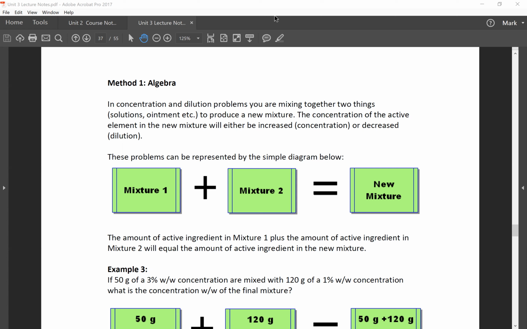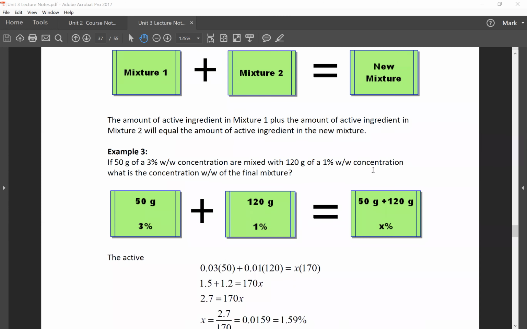So the amount of active ingredient in mixture 1 plus the amount of active ingredient in mixture 2 equals the amount of the active ingredient in the new mixture. So we're going to look at this type of problem together. So look at example number 3 there.